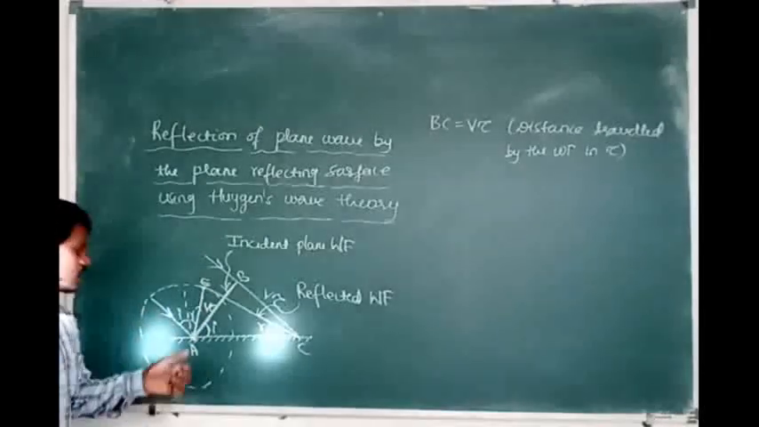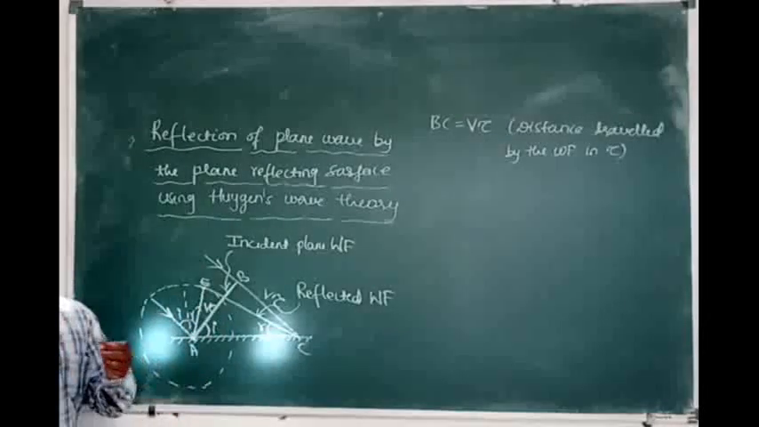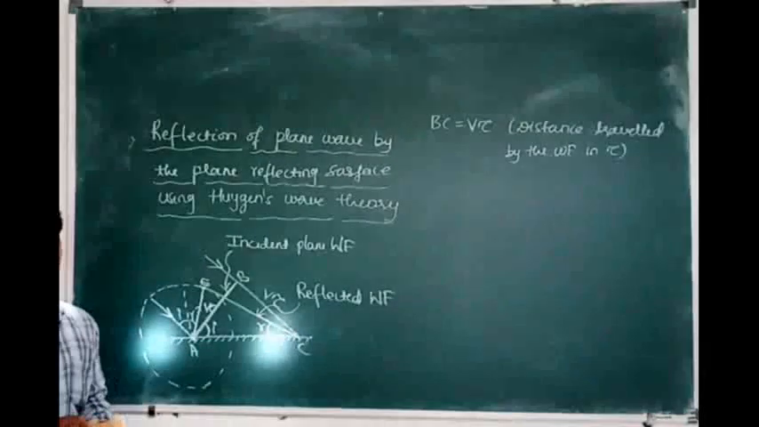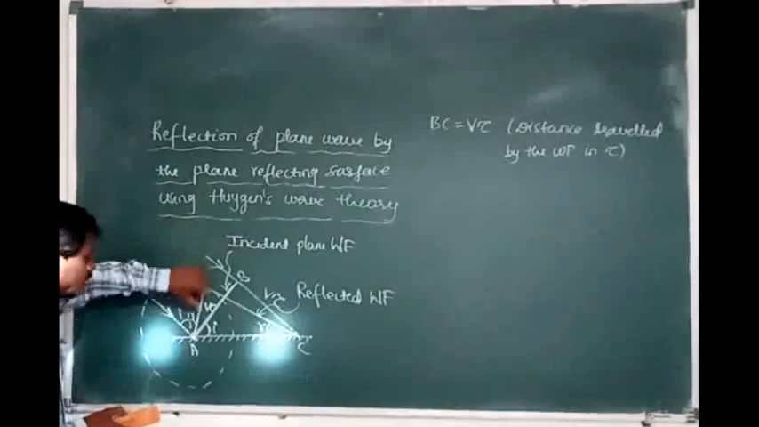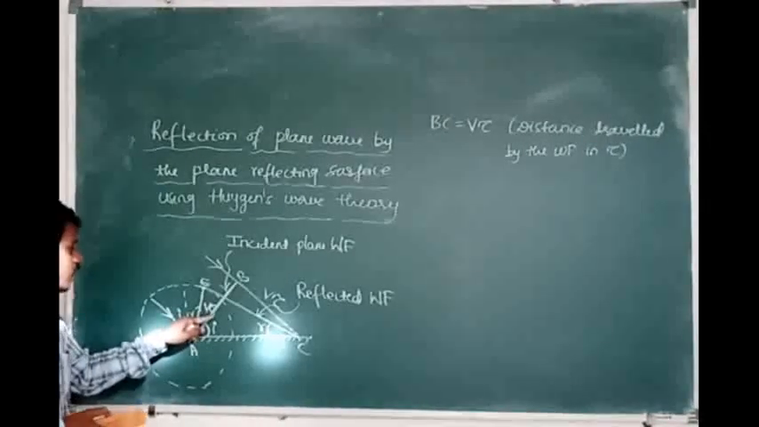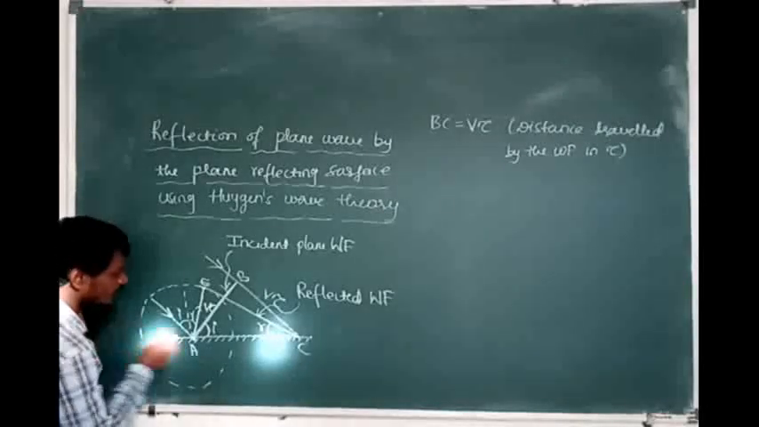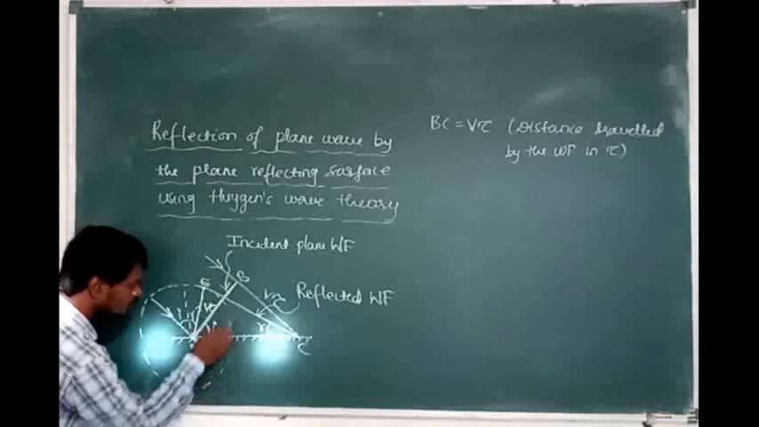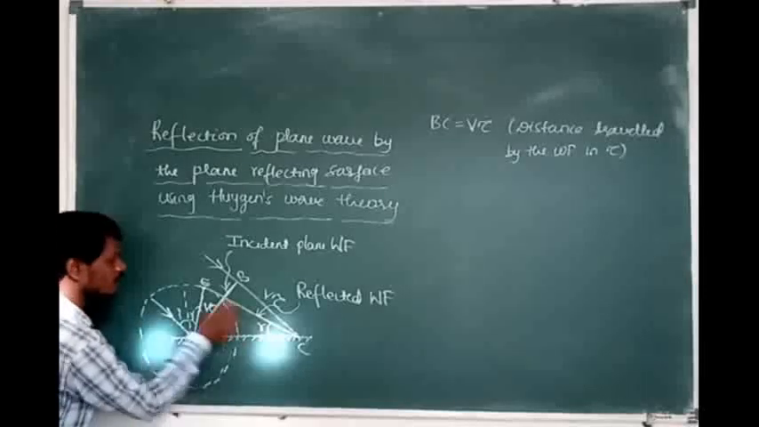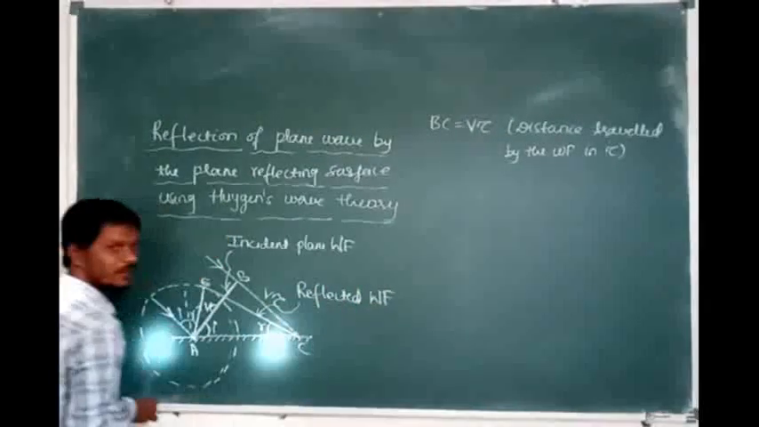and it travels the distance again V into tau, because the incident ray and reflected ray are both in the same direction. Here the medium is the same, so the speed does not change, and the distance traveled is the same, that is V into tau. Taking this V into tau as the radius and A as the center, I will draw the sphere. Now we draw the tangent from C to the sphere. We will get the reflected wavefront, and it is a reflected plane wavefront.